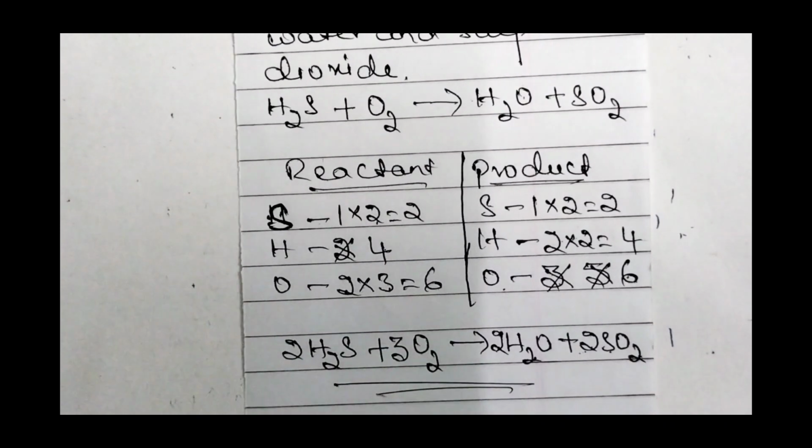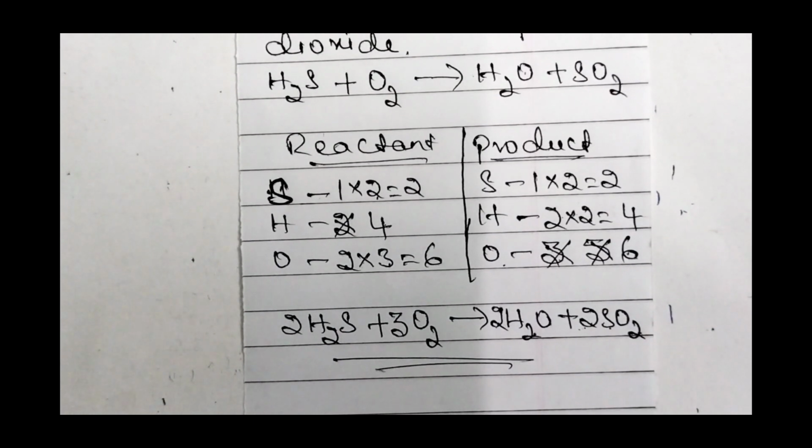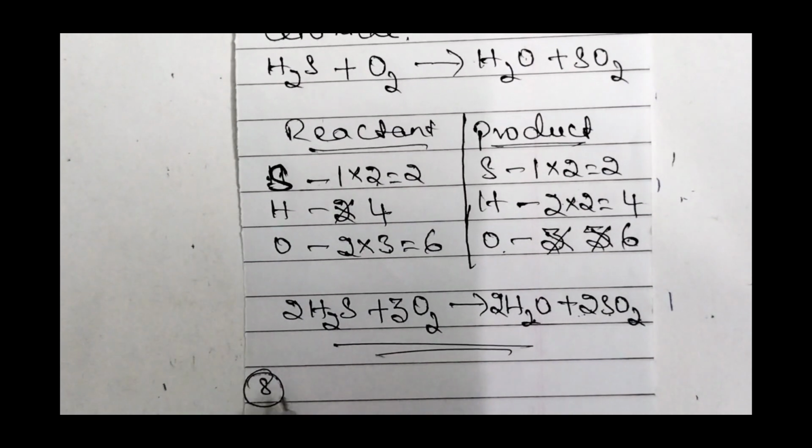So what is the balanced chemical equation, 2H2S plus 3O2 give rise to 2H2O plus 2SO2. So this is the balanced chemical equation when hydrogen sulfide gas burns in air to give water and sulfur dioxide gas. Like this we have to answer this question. Now let us move to one more question, that is question number 8.